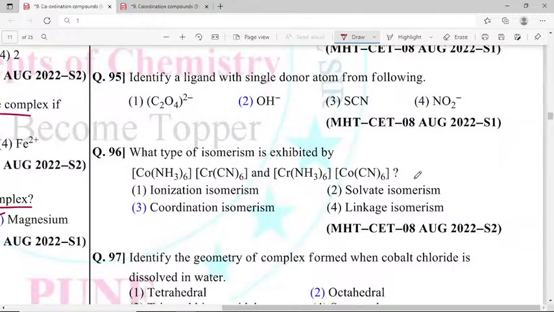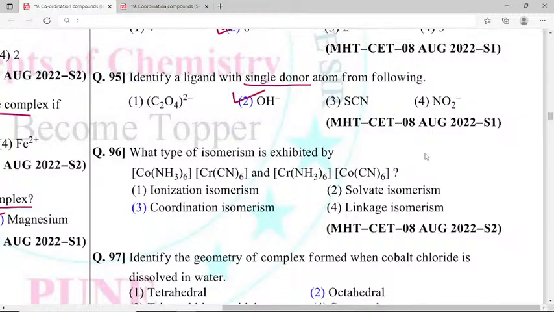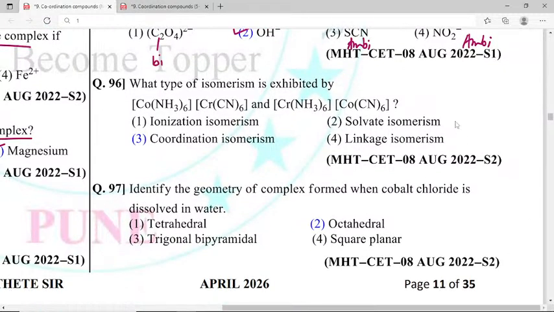Next, identify a ligand with a single donor atom from the following. OH minus is your answer. Single donor atom. SCN and NO2 are ambidentate, and this one is bidentate, this one is bidentate, and this one is again ambidentate.